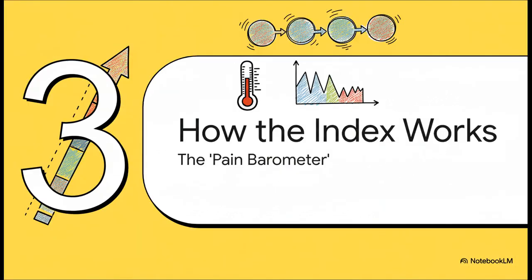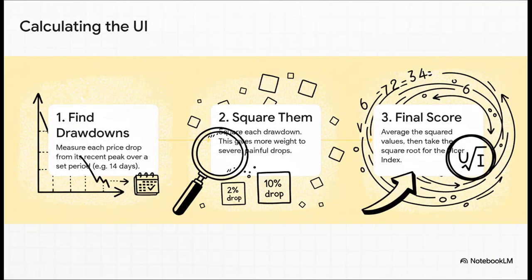So how does this pain barometer actually work its magic? Don't worry, you don't need a math degree for this. We're going to skip the heavy formulas and just walk through the simple common sense logic behind how it generates its score. Okay, first, the index looks at a specific time frame, usually the last 14 days, and it finds the highest price point. Then, it measures every single dip from that peak.